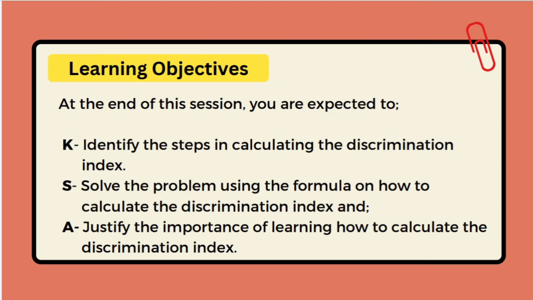So at the end of this session, you are expected to: K. Identify the steps in calculating the discrimination index. S. Solve the problem using the formula on how to calculate the discrimination index. And A. Justify the importance of learning how to calculate the discrimination index.